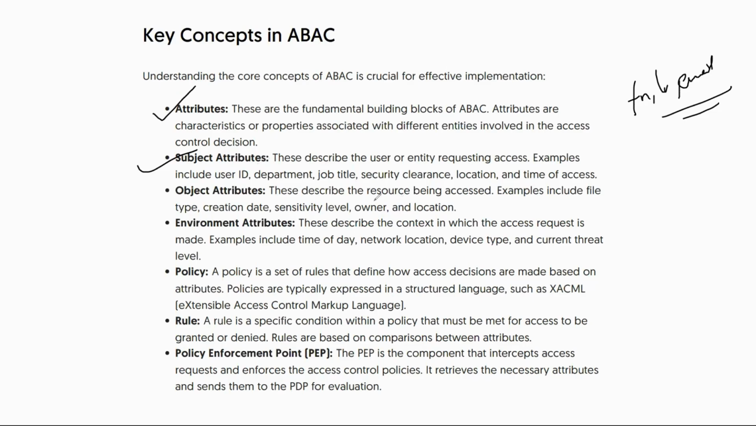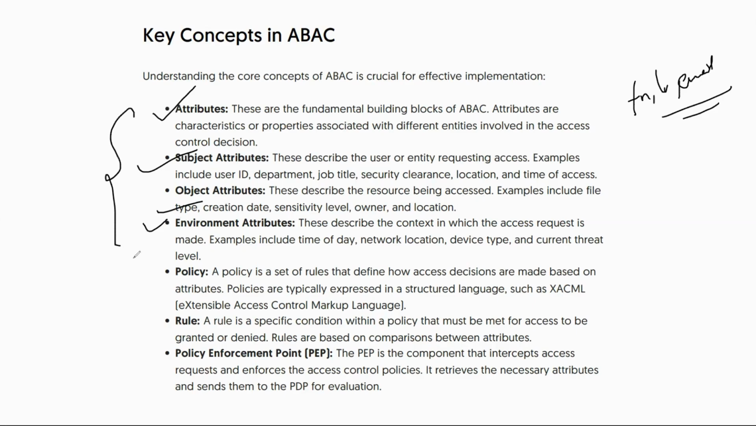Object attributes describe the resource being accessed. Examples include file type, creation date, sensitivity level. Environment attributes: the device, network location, current threat level, all the external factors, the risk levels.